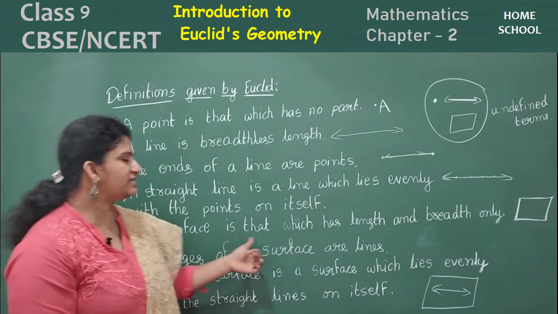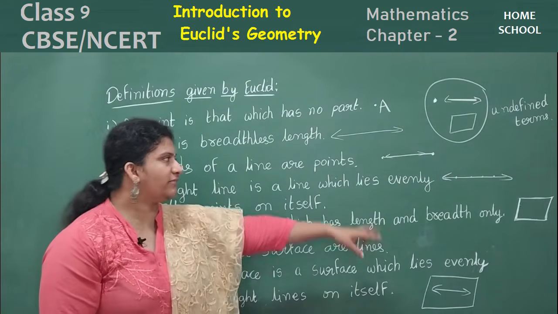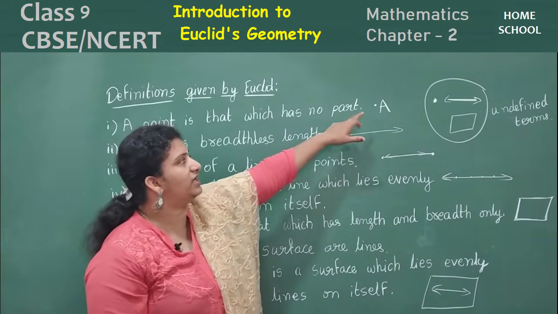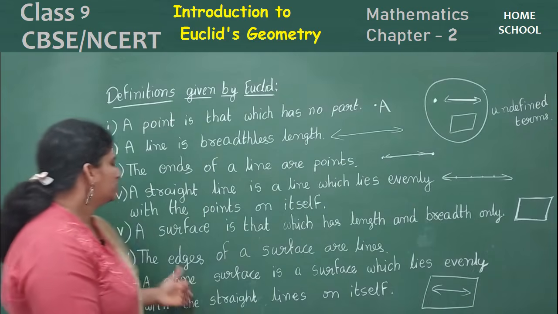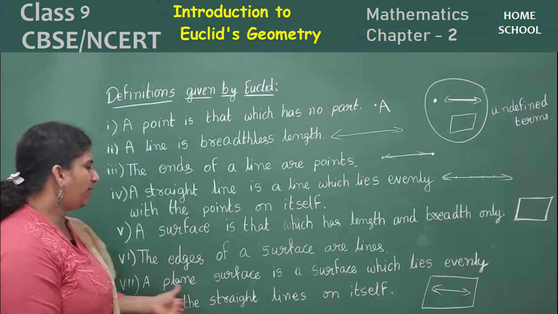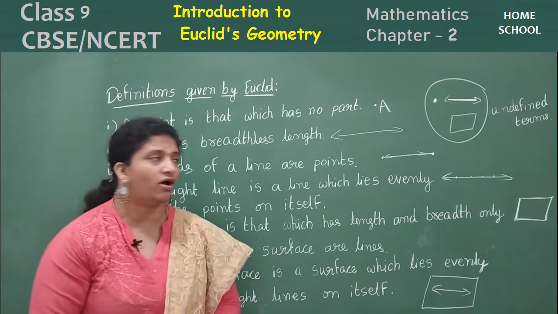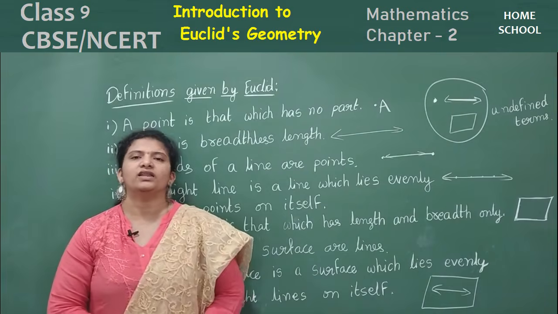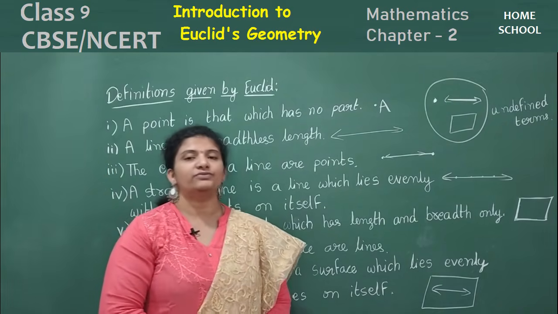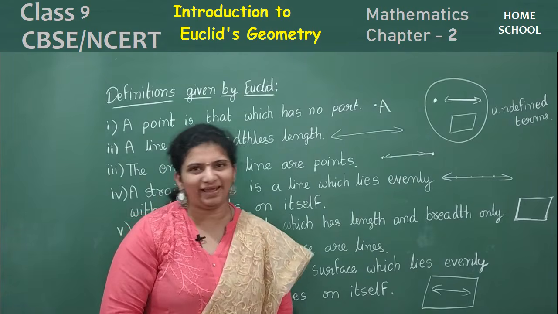A surface is that which has length and breadth only. It is two-dimensional, a line is one-dimensional, a point has no dimension. So the edges of a surface are lines. A plane surface is a surface which lies evenly with the straight lines on itself. And finally, there are 3 undefined terms. Those are point, line and plane.